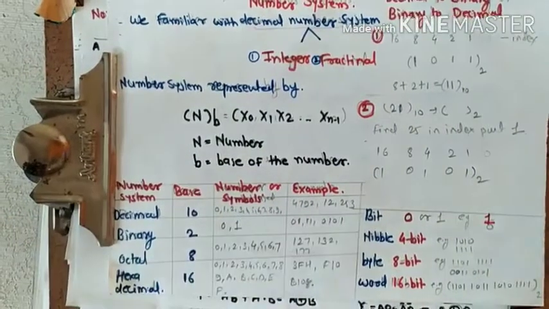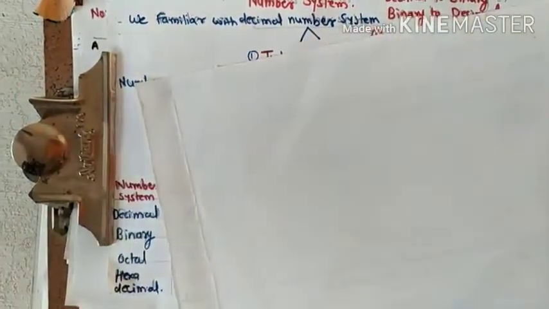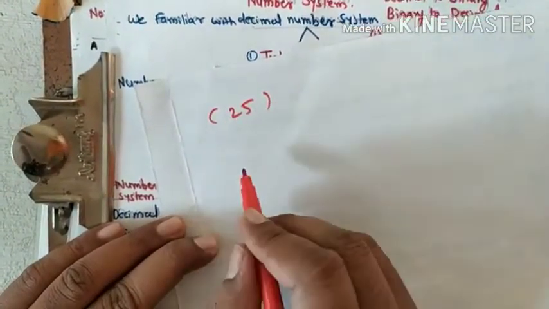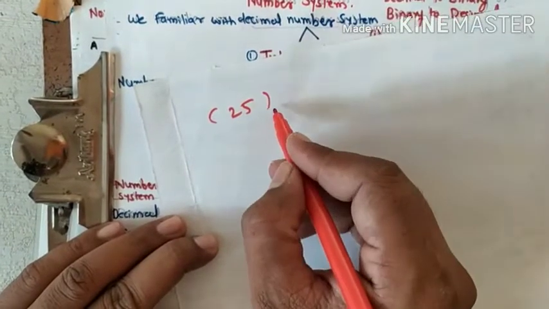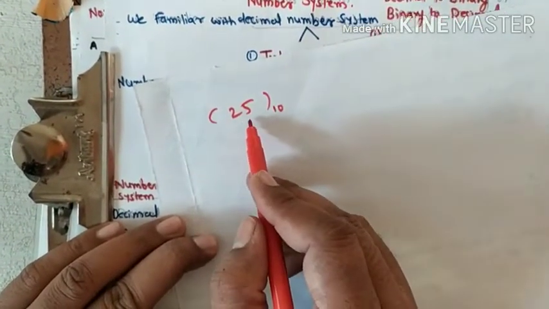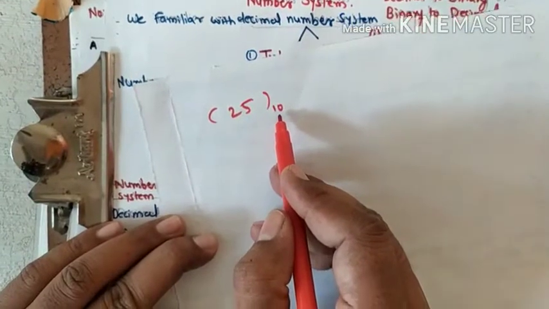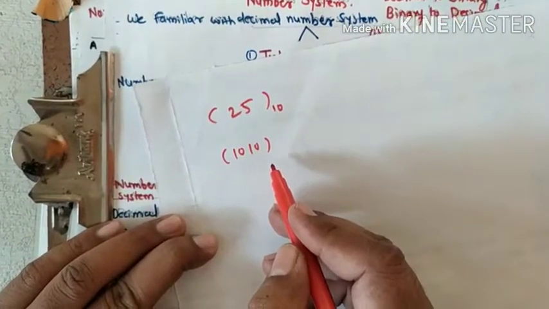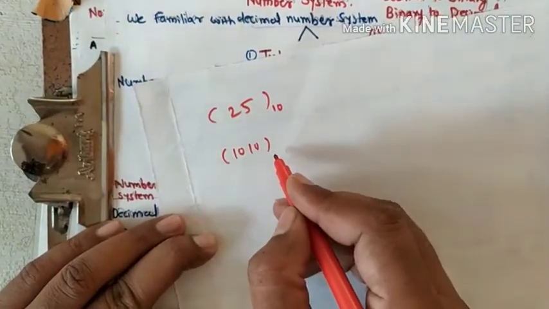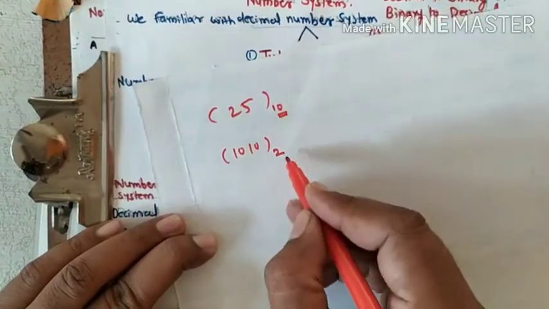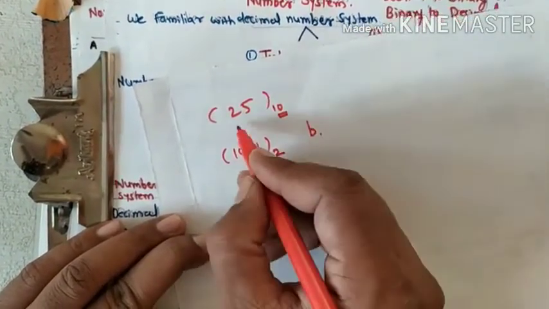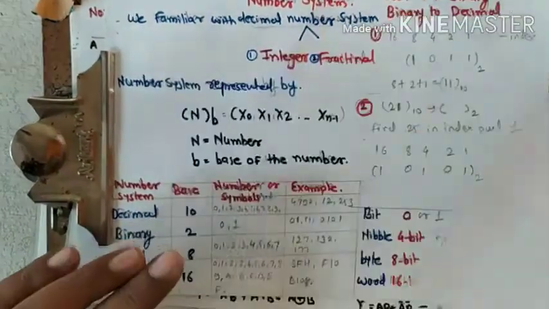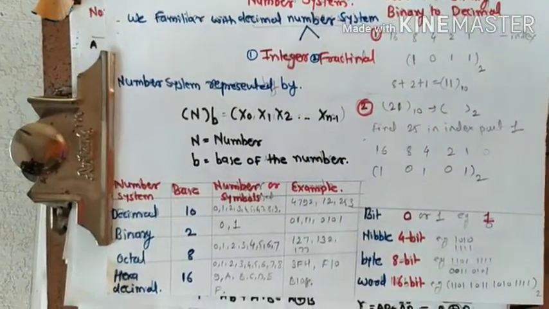For example, if I write here 25, it is just a number, but there is no need to write the base for decimal, but we are writing the base here. So this number 25 belongs to the decimal number system. If I write here 1010, this is a binary number. Binary means 2, bi means 2. So I am writing here 2. So this 10 or this 2 is nothing but the small b, and this 25 or 1010 is nothing but the capital N. So in this way you have to understand the number system.